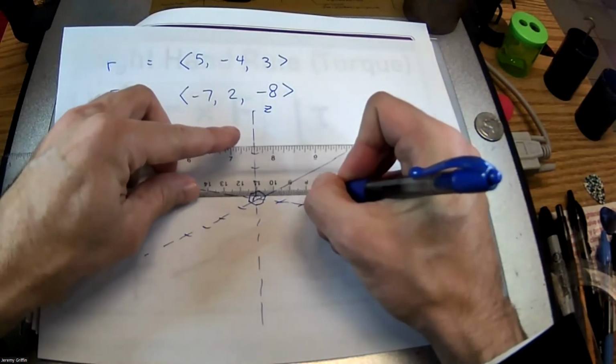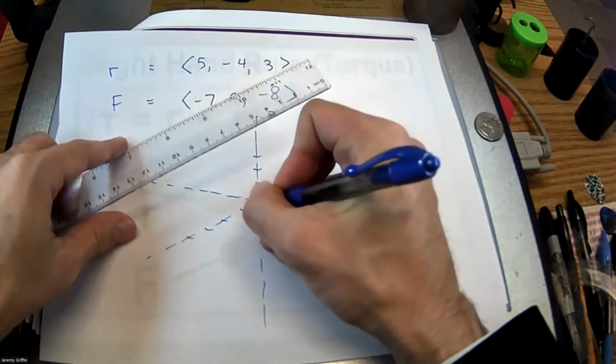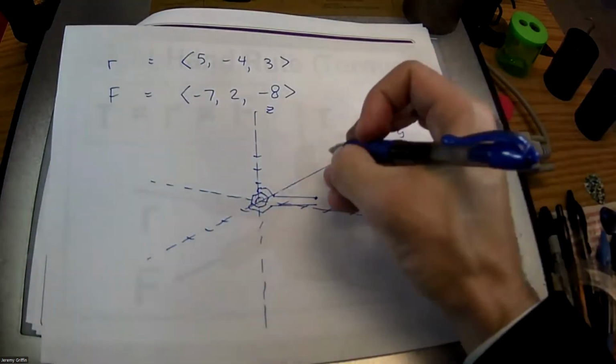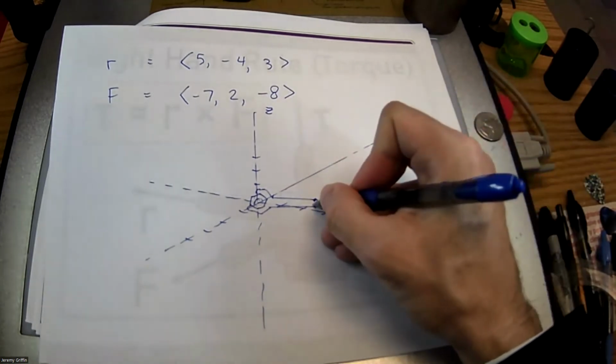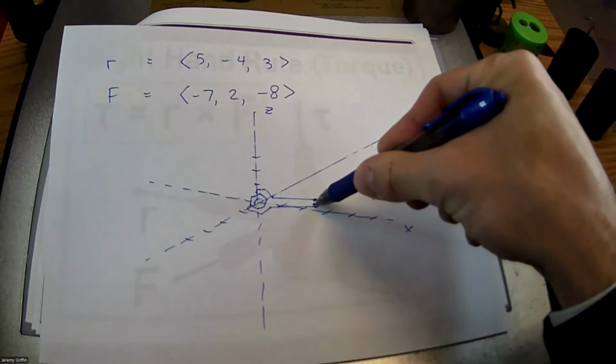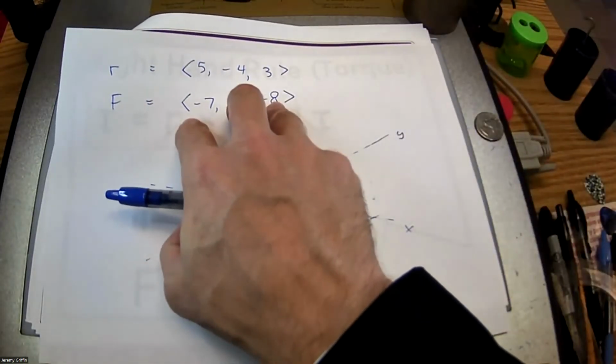So this could be the end of the handle of this wrench. Right, in three dimensions, this wrench is wrapping around and wants to turn the nut. So we've got this wrench set up, and this point right here could be 5, -4, 3. So this is the end of the wrench. And then we're applying a force also in three-dimensional space.